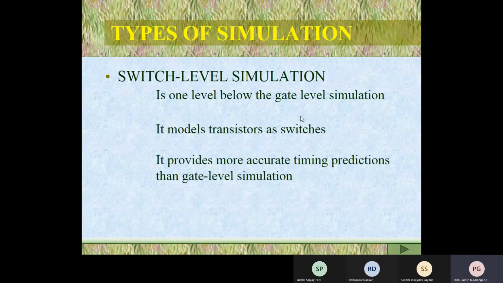Switch level. Again, if you remember the abstraction levels, then you'll be able to understand that at different levels you can have different simulations. So it is one level below the gate level simulation, and it models the transistors as switches. Again, this is a kind of abstraction. Transistors behave like switches, but there is an analog behavior too. So this is hiding that. This is a level which is higher than the basic physical level. It provides more accurate timing predictions than the gate level simulation, obviously, because we are looking at the transistor level simulation now.